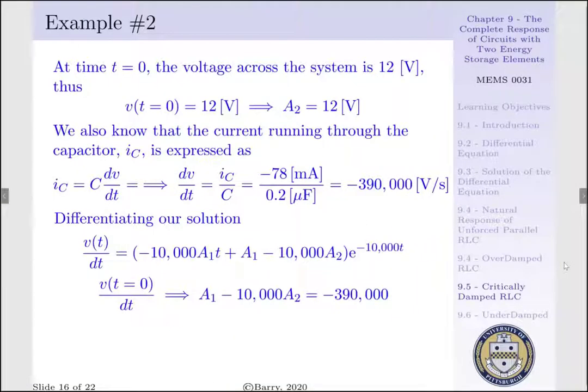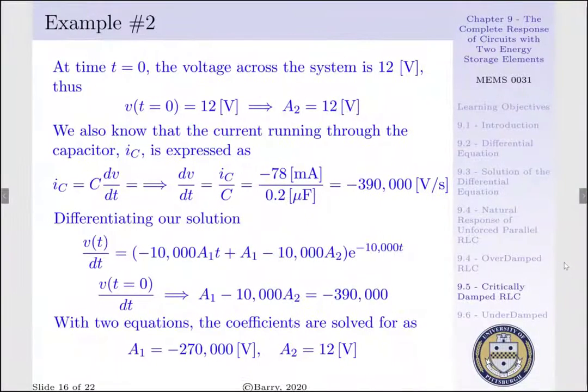Differentiating our solution, where we had the form v of t was equal to a1 t plus a2 times that quantity e to the lambda t, our derivative of v of t with respect to t would be equal to minus 10,000 times a1 t plus a1 minus 10,000 a2, times e to the minus 10,000 t. Or at time t equal to 0, a1 minus 10,000 a2 is equal to minus 390,000. We have two equations and two unknowns. Thus, a1 is equal to minus 270,000 volts per second and a2 is equal to 12 volts.